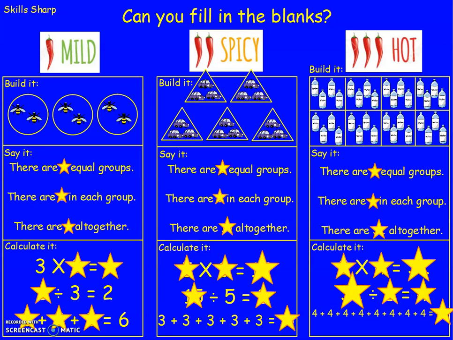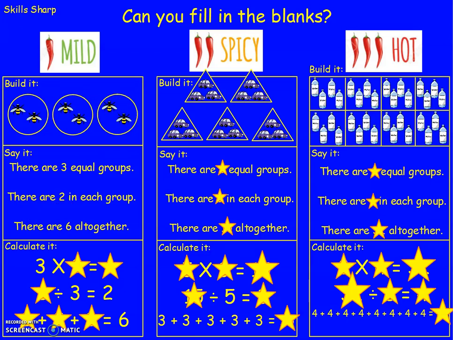Let's have a look then and go through them together. Let's see if you got them right. So we'll start with mild. How many equal groups are there? 1, 2, 3. So we've got 3 equal groups. And there's 2 in each group. 1, 2. How many are there altogether? 1, 2, 3, 4, 5, 6.